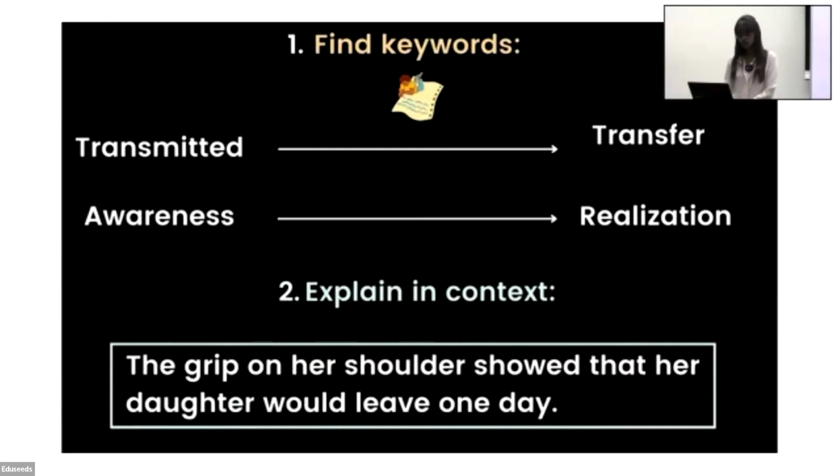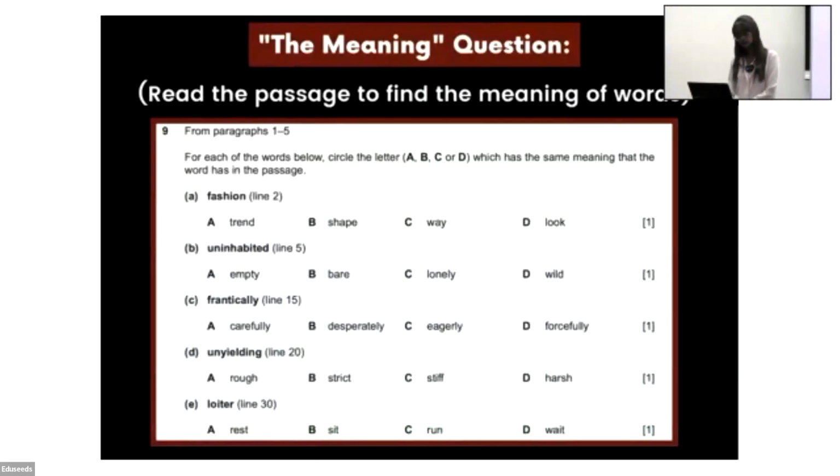Moving on to the next slide. Next, we have the meaning question. For the meaning question, you have to read the passage to find the meaning of words. So how do you do this? This is how the question will look. You are given an option of four: A, B, C, D. One of the most common mistakes that candidates make is to just read the word in bold. For example, question A, fashion, and you just look for synonyms. That's not how you answer.